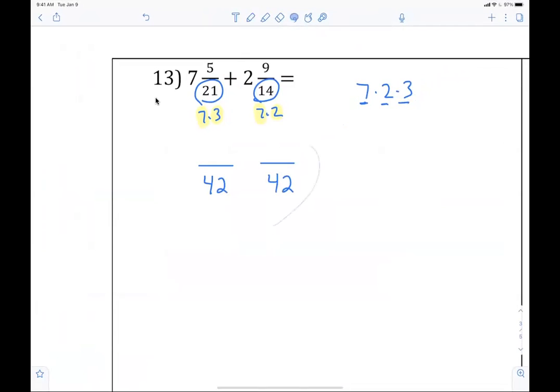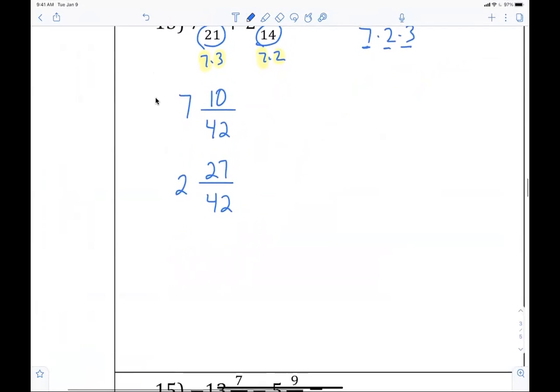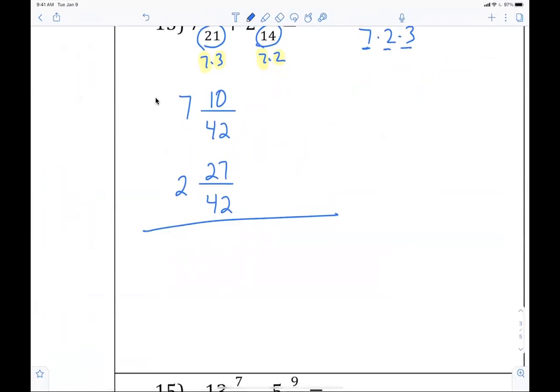Now, because we're stacking the fractions, I'm going to put 42 here. And Nora, you just go ahead and finish it. What am I multiplying the first one by? Multiplying the first one by 2, and so what do I get? So you get 7 and 10/42. Yep, and then you get 2 and 27/42. That is correct. So what's my final answer? 9 and 37/42.